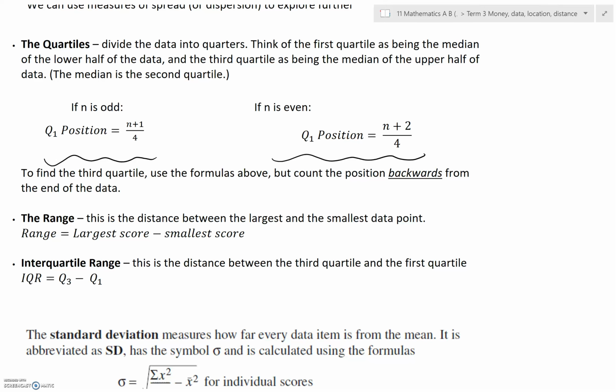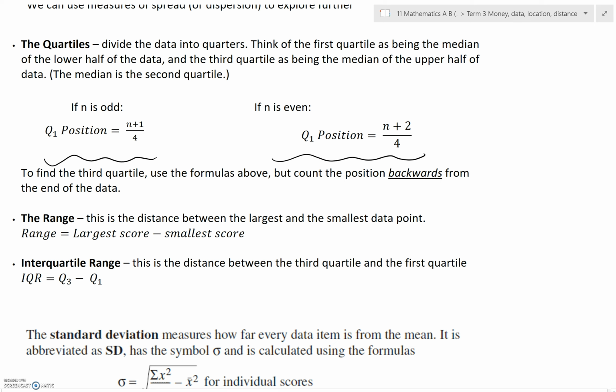Okay, to find the third quartile, luckily we don't need more formulas and we don't need to remember those. We're just going to use the Q1 position that we found, but we're going to count backwards in from the end of the data. So we're doing exactly the same as we did before, but we're counting in from the highest score instead of starting at the lowest score like you would do with Q1.